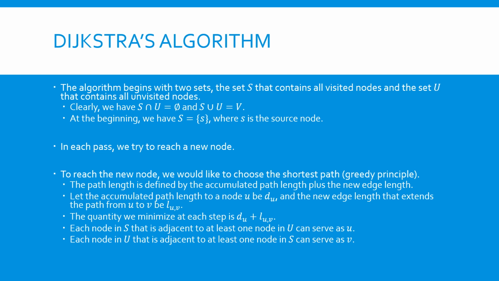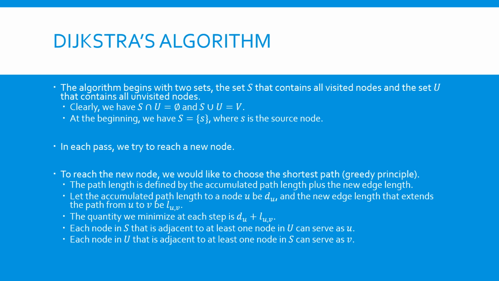Okay, let's summarize Dijkstra's algorithm. The algorithm maintains two sets, S and U, where S contains the set of visited nodes and U contains the set of unvisited nodes. Their intersection is an empty set, and their union is the whole set of nodes in the graph. At the beginning, S just contains the source node, and each pass of the algorithm puts one node in U to S.